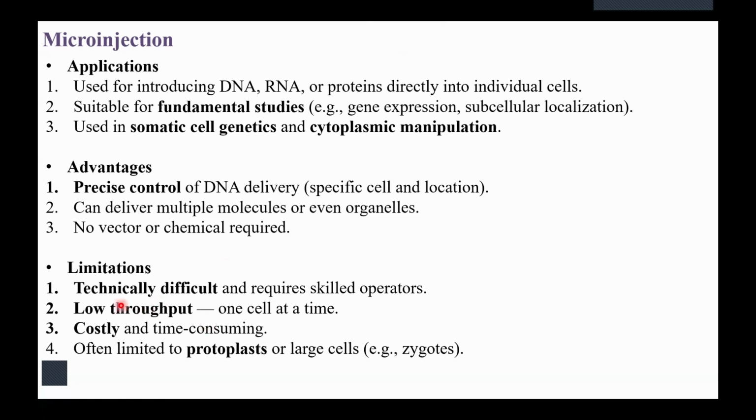The limitations are that the technicality is very difficult. It takes a lot of skill to develop the ability to hold a single cell and inject the DNA into the nucleus. The outcome is a very low throughput, which means we cannot do a lot of samples through this method. Only one cell at a time. It is costly, and the protoplasts that we are isolating or the large cells are often limited. We cannot isolate protoplasts for all the species of plant cells.